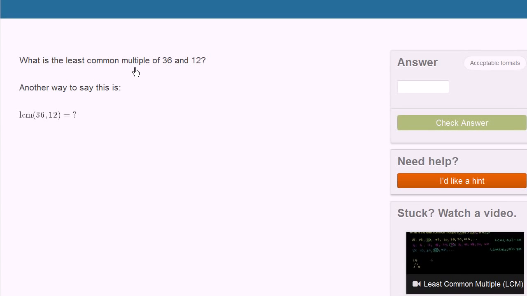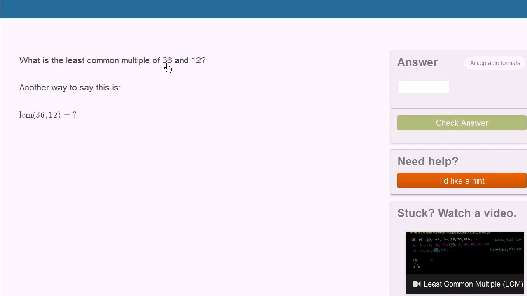What is the least common multiple of 36 and 12? Another way to say this is LCM(36, 12). This is literally asking what's the least common multiple of 36 and 12? Well, this one might pop out at you because 36 itself is a multiple of 12.